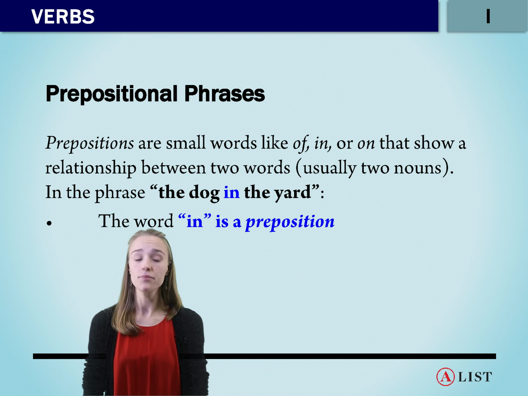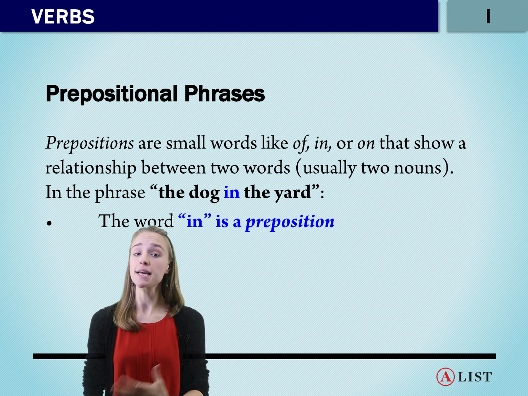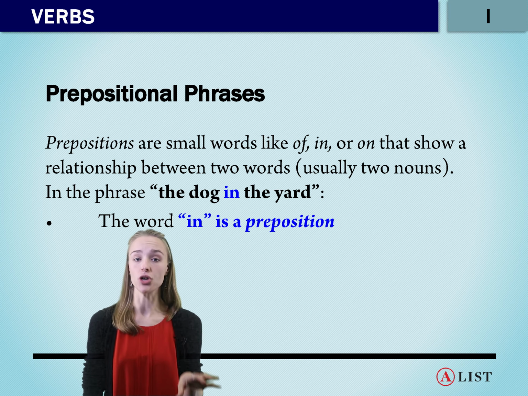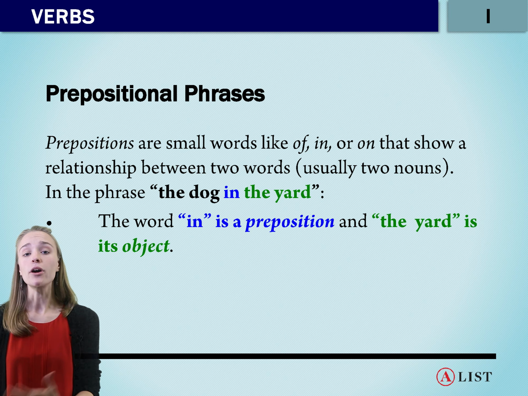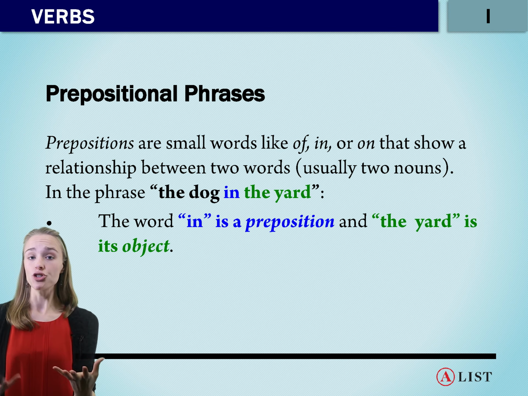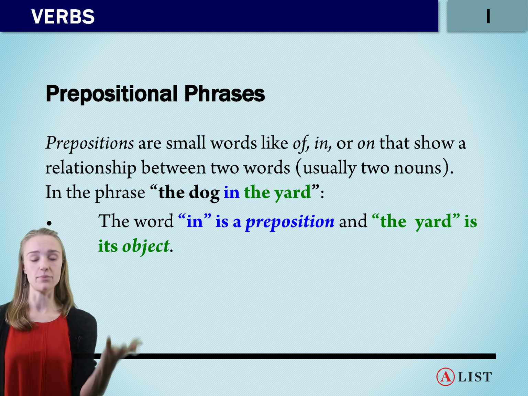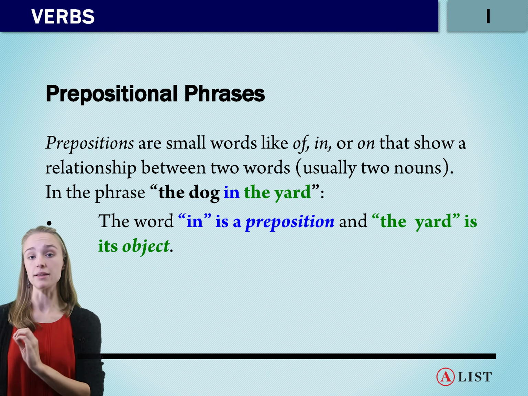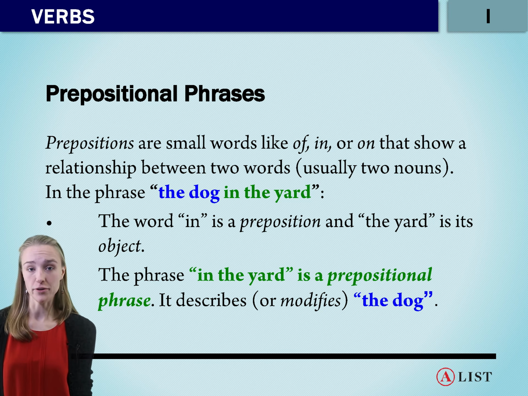In this example here, the word in is a preposition. So when we say the dog in the yard, we're using in to demonstrate a relationship between the dog and the yard. We know where the dog is located. The yard is going to be our object. Every prepositional phrase is made up of a preposition and an object, and what we need to do is identify both the preposition and the object and remove it so that we can focus on the other nouns in the sentence, typically our subject, and find the verb that that subject matches with. So in this example, the phrase in the yard is our prepositional phrase, and it describes our subject.